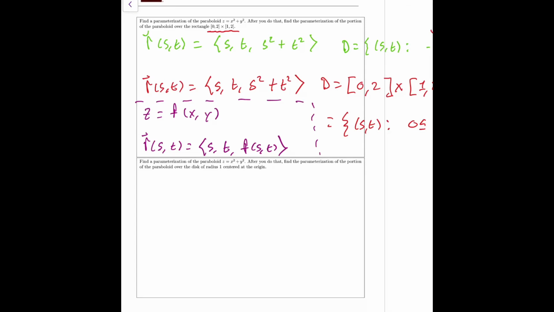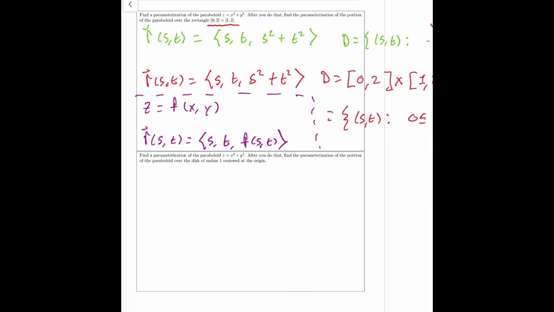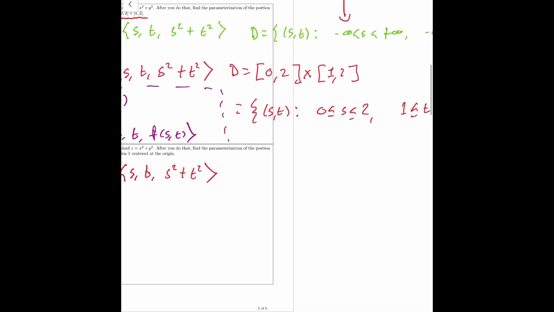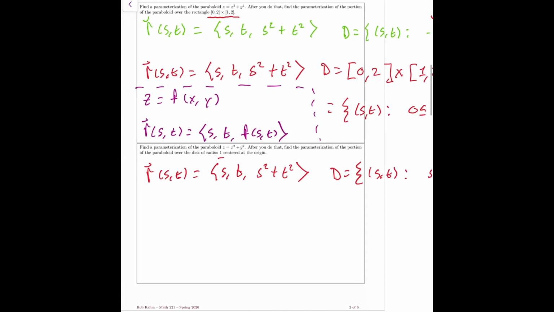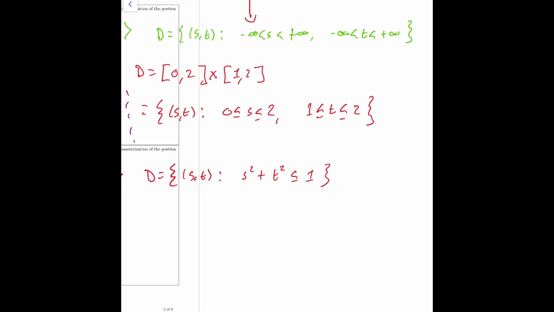Okay, and now let's do this next part. Find the parameterization of the paraboloid z equals x squared plus y squared. After you do that, find the parameterization of the portion of the paraboloid over the disk of radius 1 centered at the origin. There are two ways we could do this. We could just do it like we did before: r of s, t is equal to s, t, s squared plus t squared, and now we'll just say the parameter domain. What is the parameter domain? Well, s comma t such that s squared plus t squared is less than or equal to 1, because we want it inside the disk of radius 1 centered at the origin. There are different ways we could write this.